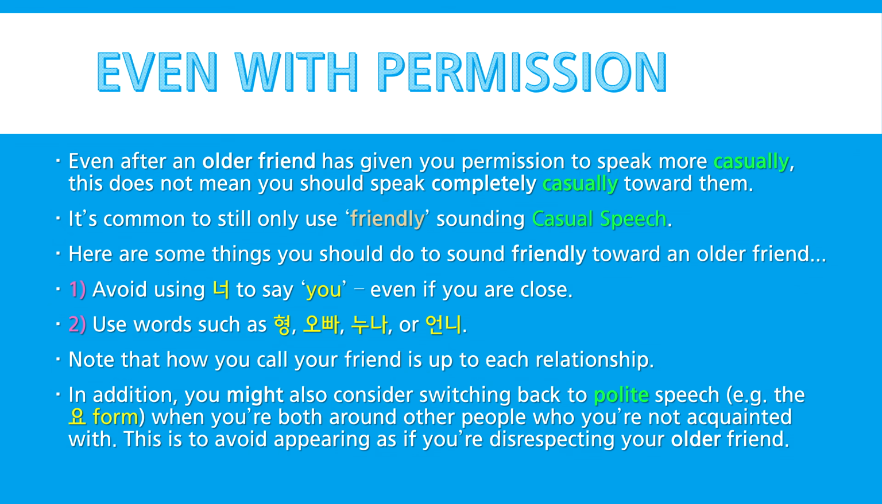In addition, you might also consider switching back to polite speech, for example, the yo form, when you're both around other people who you're not acquainted with. These other people might not know your relationship, and it might appear as if you're disrespecting your older friend by speaking casually toward them, even if you have permission.